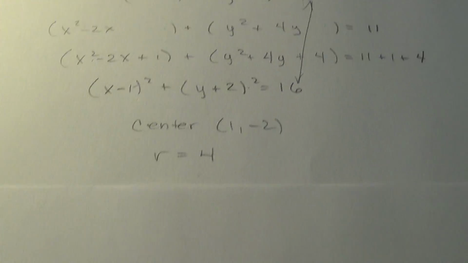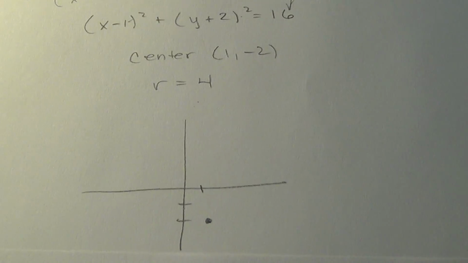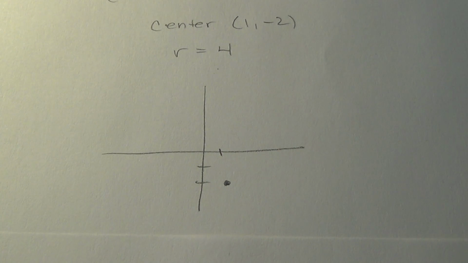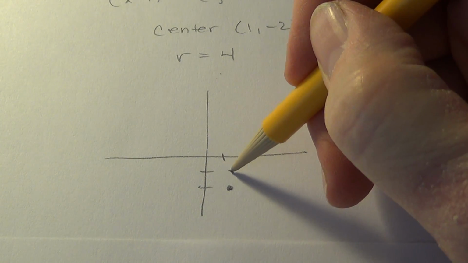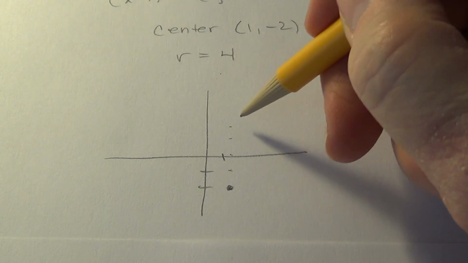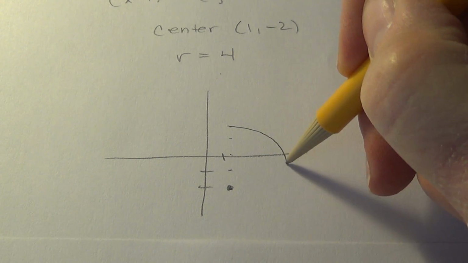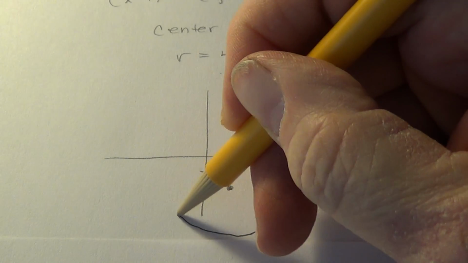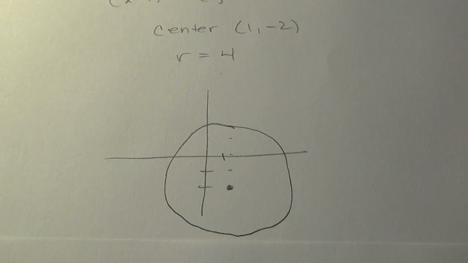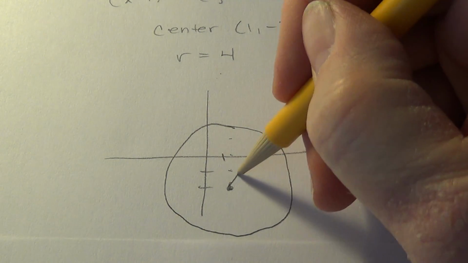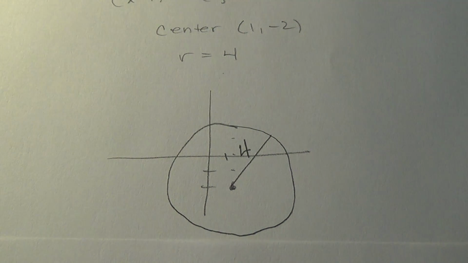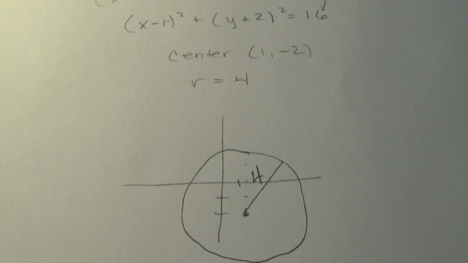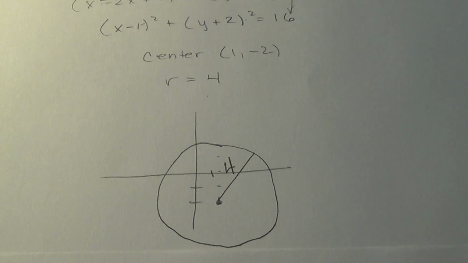Ready for graphing. There's my 1, -2, radius 4, so I'll just count in any direction. 1, 2, 3, 4, and try to make a circle that big. Alright, what I would like you to do is indicate to me what the radius is supposed to be, because it's hard to tell what you're trying to get at if you're drawing like I do.